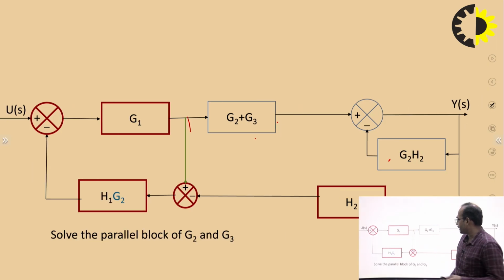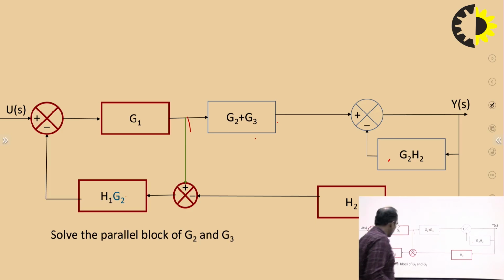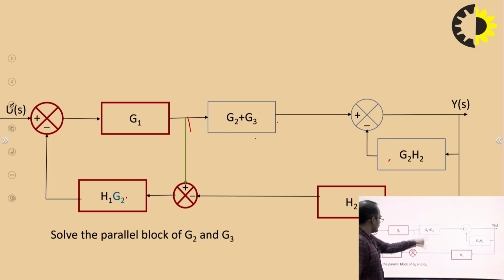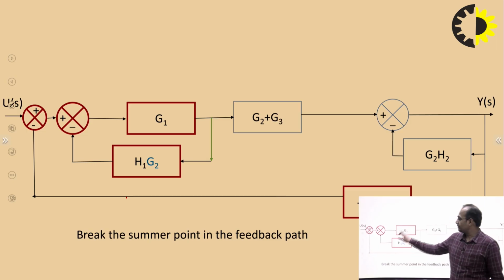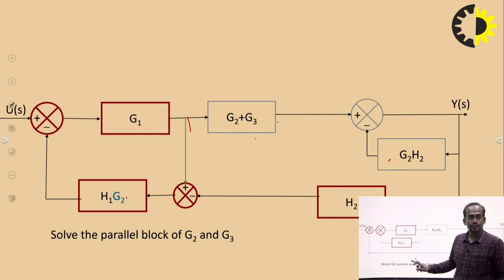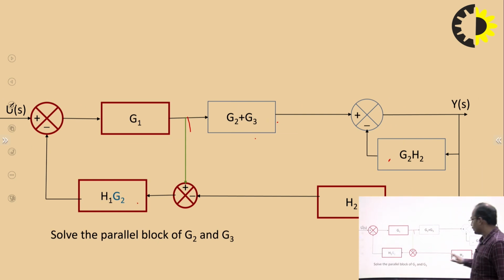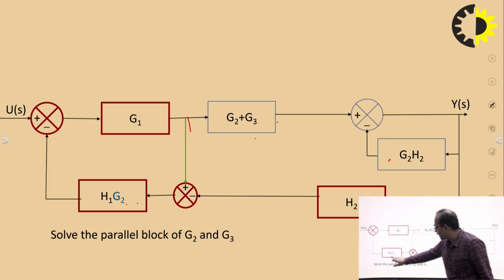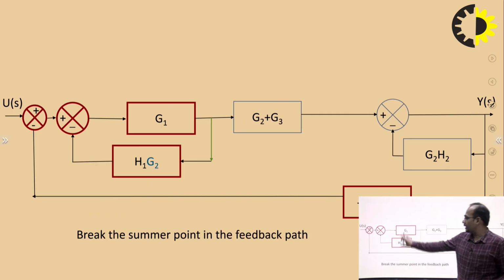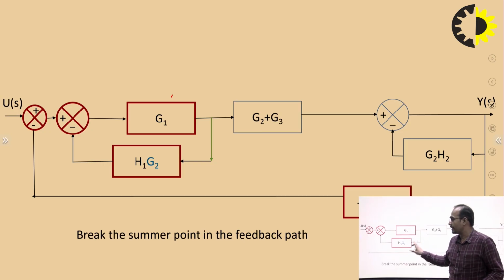So what will you get? G1 H1 G2 and G1 H1 G2 H2. See here, G1 H1 G2 and G1 H1 G2 with H2. These are connected in series, this is connected in feedback. So what happens here? This G1 H1 G2 is connected in feedback.